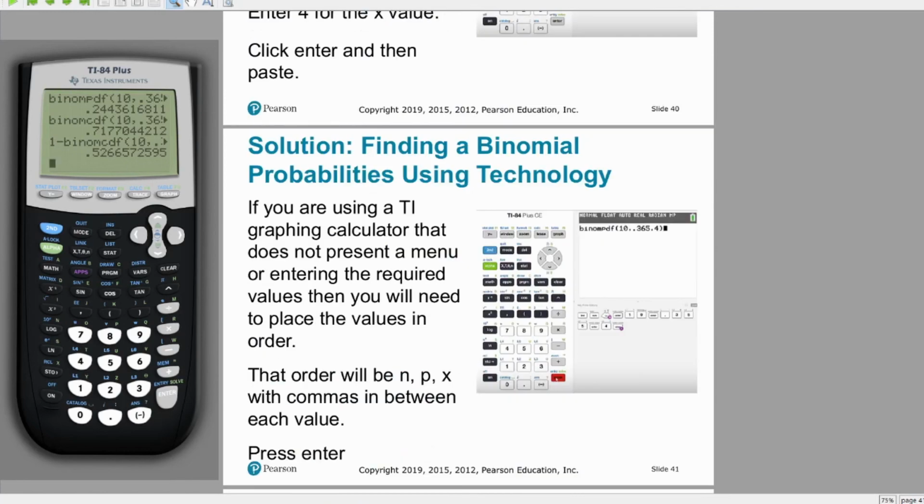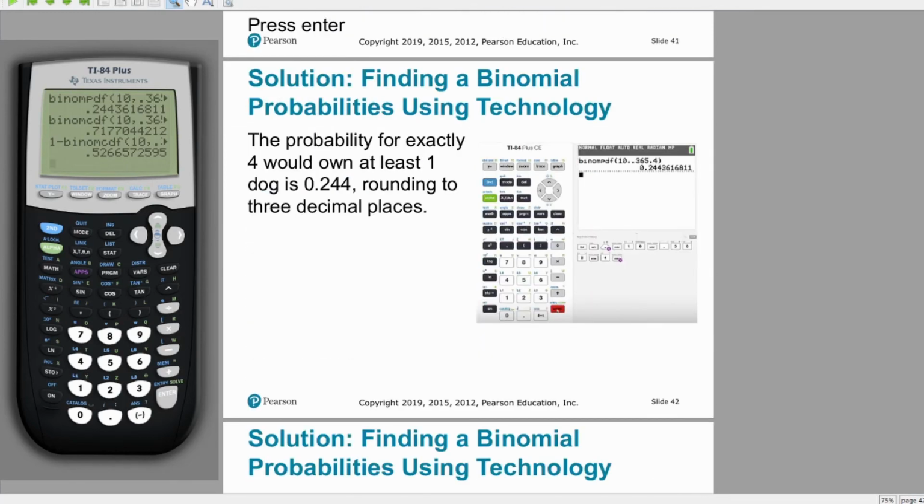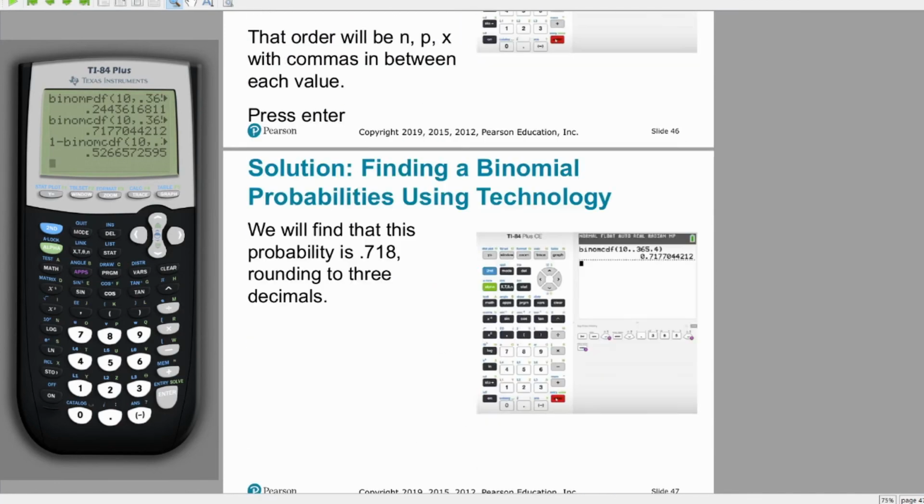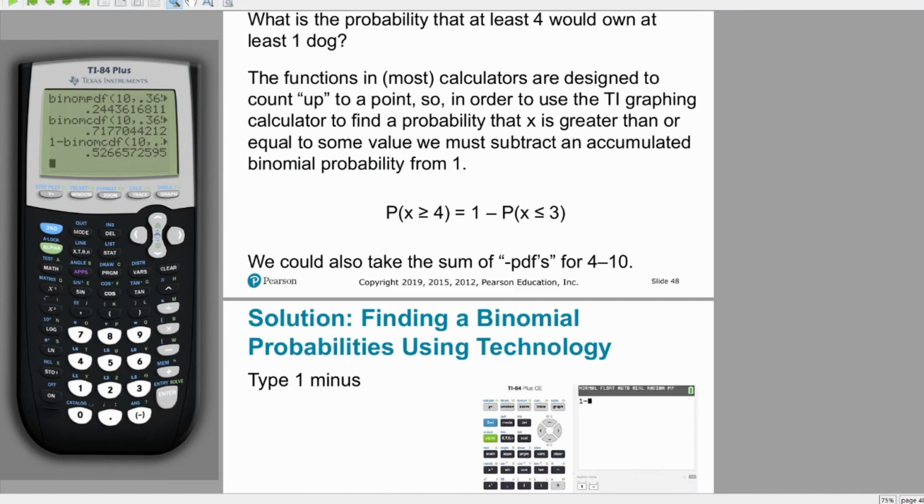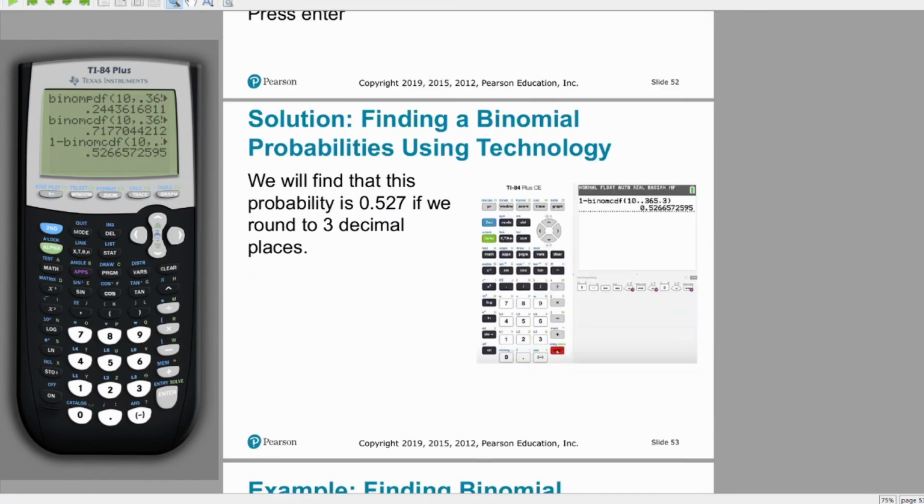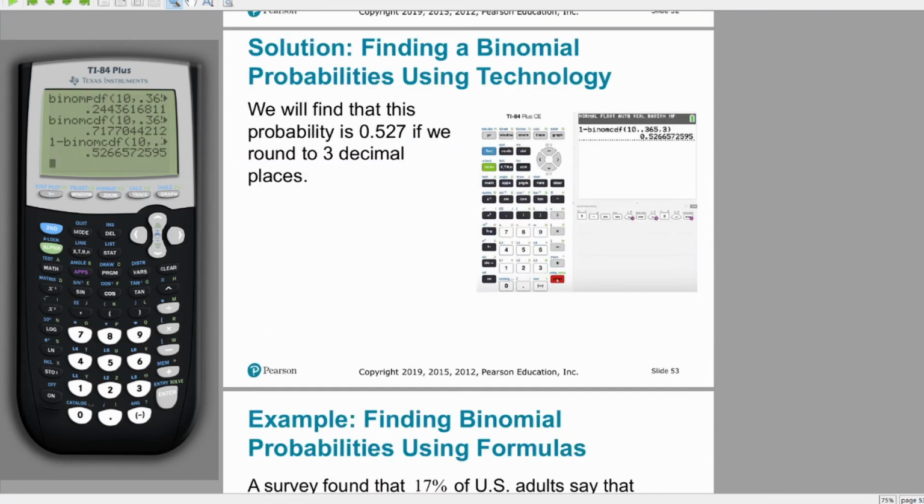As we can see, scrolling through these menus, for the point, for the direct accumulation, and then for the complement accumulation. This is how you handle any computation of this manner using binomial CDF and binomial PDF in the calculator.